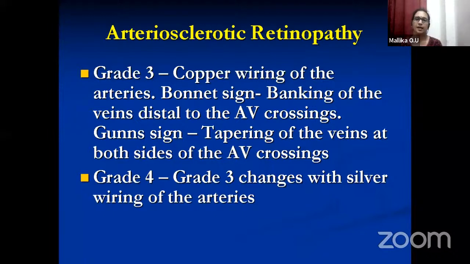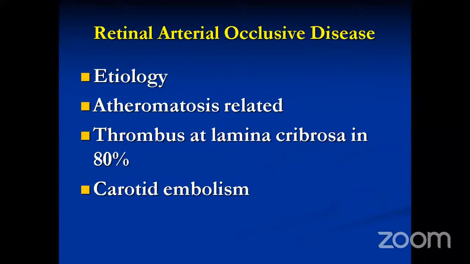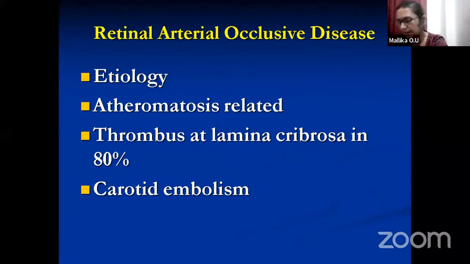And lastly, you can see there is a silver wiring of the arteries. And in the third stage, it is called copper wiring. Copper wiring means because of the thickened blood vessel, arteries look like a copperish appearance or copper wire. And in the fourth stage, it is a silver wire appearance. So that is about hypertensive retinopathy.